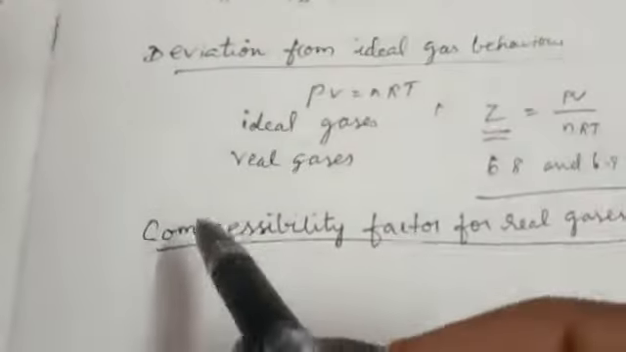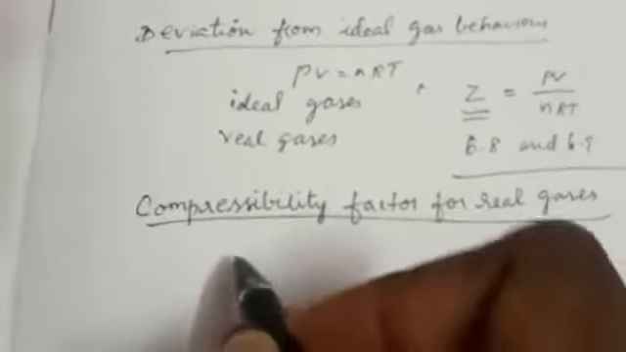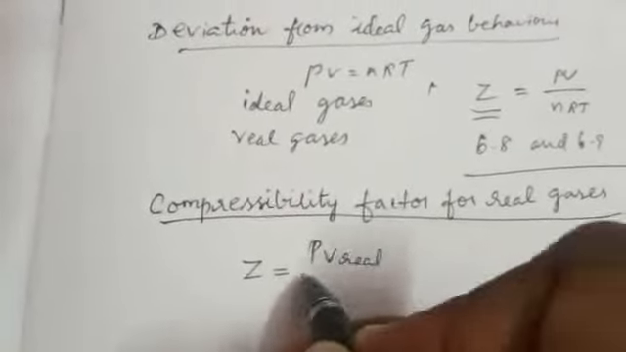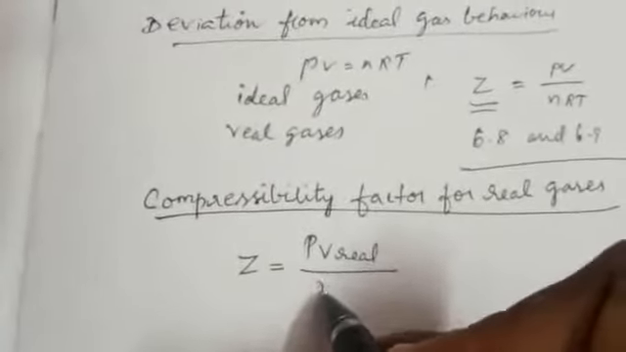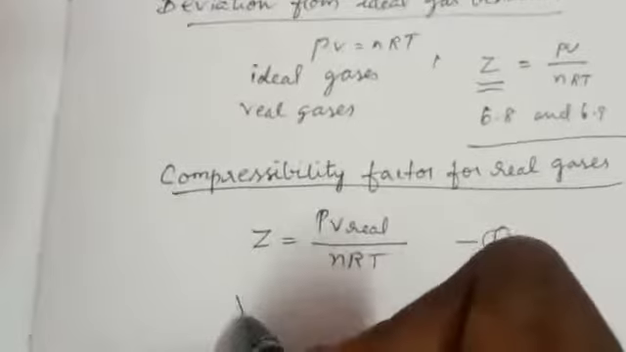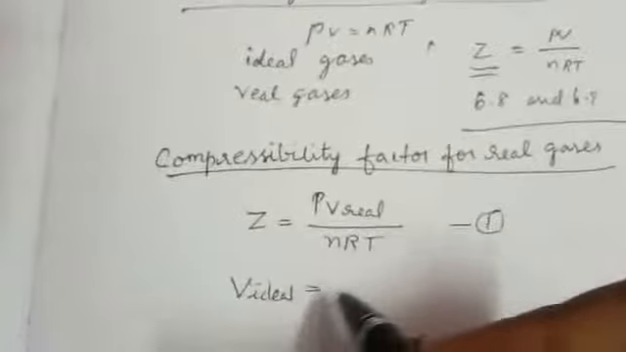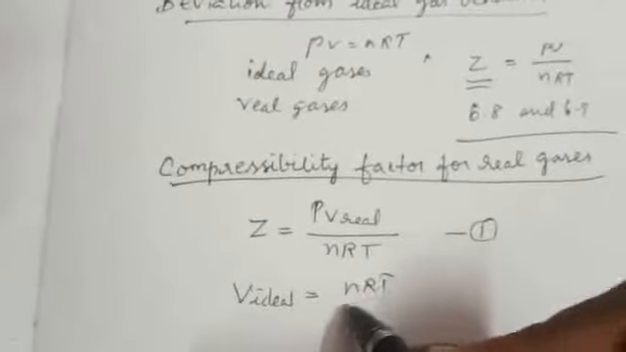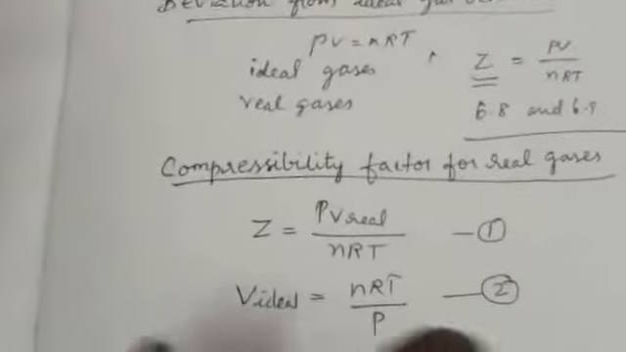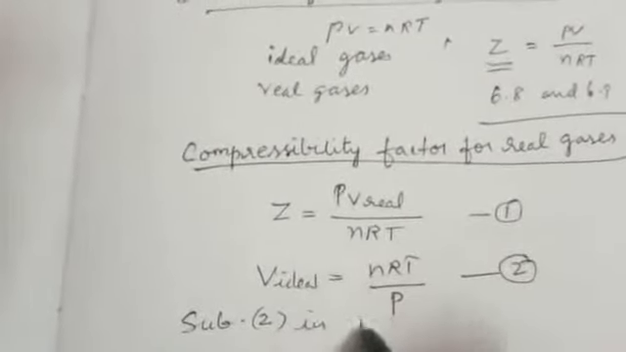Good morning, students. Compressibility factor for real gases can be written as Z is equal to PV real divided by nRT. Equation number 1. V ideal equal to, that means volume ideal equal to nRT divided by P. Equation number 2. Substituting equation number 2 in 1.